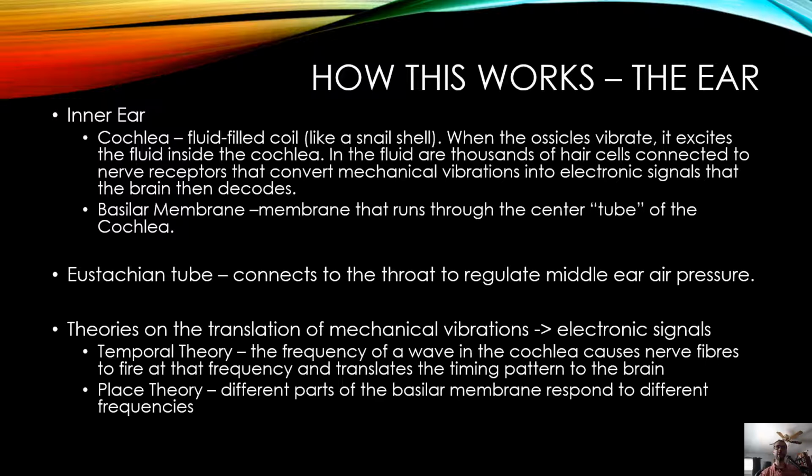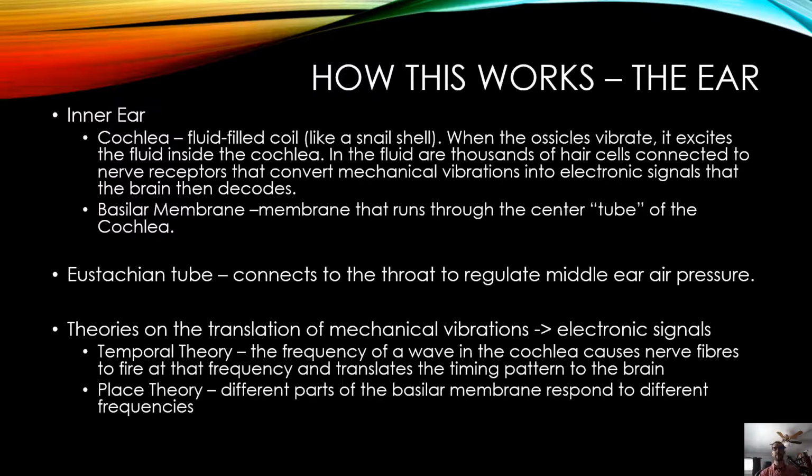Through the cochlea, you also have the basilar membrane. It's literally running through the center tube of the cochlea. This is really cool. Also in the ear, and we'll take a look at this in a second, you have what are called the Eustachian tubes. You've got one on the right ear, one on the left. These connect to the throat, and they regulate the pressure of the middle ear. These are the parts that are popping when you're on a plane or you have a severe pressure change and your ears pop. That's the Eustachian tubes.